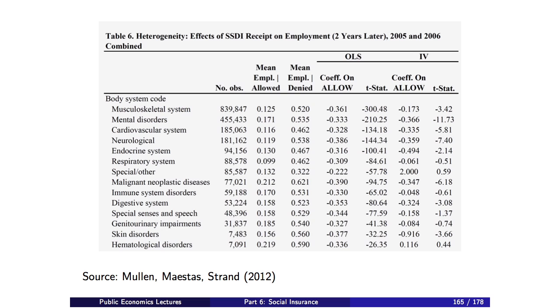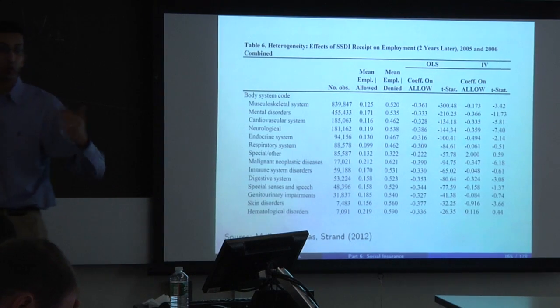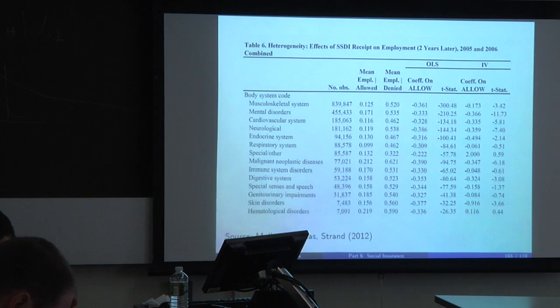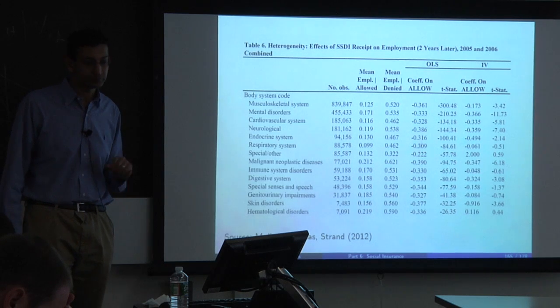Whereas for other conditions, in particular mental health disorders, one of the highest ones, you see a 36 percentage point effect. It suggests that there's possibly a significant amount of moral hazard or something else going on that's making people much more elastic with certain conditions relative to others.